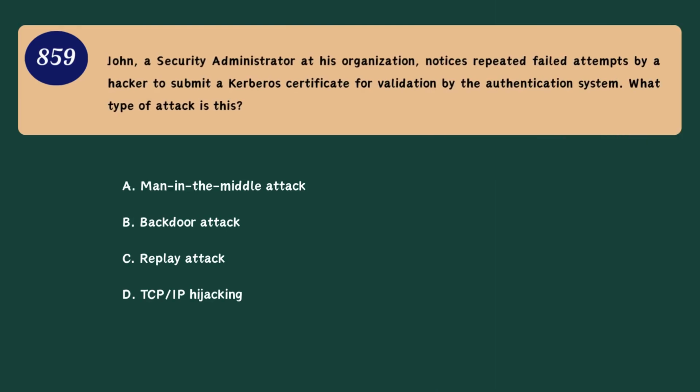Question 859. John, a security administrator at his organization, notices repeated failed attempts by a hacker to submit a Kerberos certificate for validation by the authentication system. What type of attack is this? A. Man-in-the-middle attack. B. Backdoor attack. C. Replay attack. D. TCP/IP hijacking.